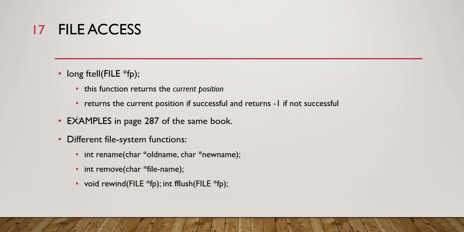Okay, so the examples for these functions are given on page number 287 of the same book, and there are also other different file system functions. For example, the rename function can rename a file from one name to another. Here the input parameter old name is the previous name, and the input parameter new name is the new name. Okay, and remove can actually remove the file entirely. Rewind can go back to a previous condition of the file, and flush can actually clear the buffer. Okay, so these are different functions, and we're going to see some examples now.